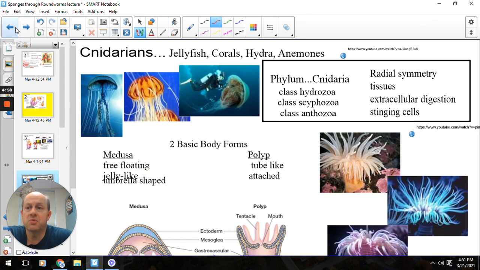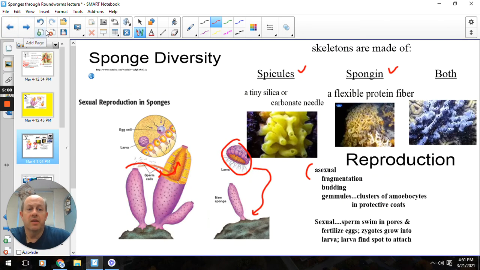So that is sponges, and that's the phylum Porifera. So they've got holes all over their bodies, and that's where that comes from. Pores, Porifera.